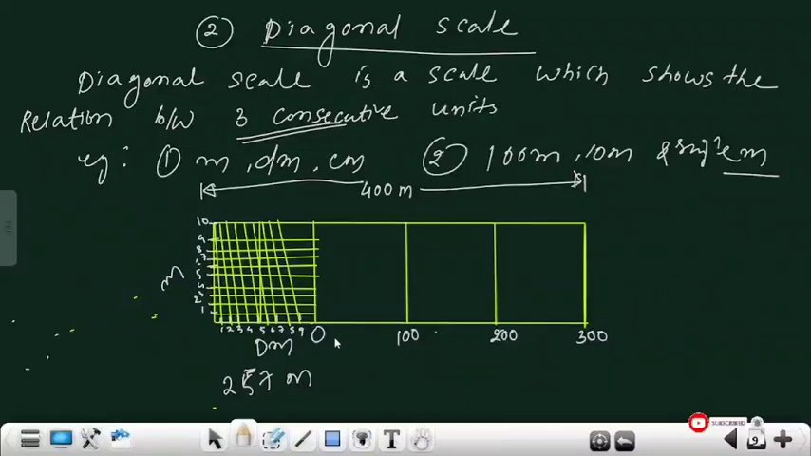Okay, meters. So these two are 200 and these are 50. Then in decimeters I have to make the number 7. This is the 7 line and this is our 5 line. This 5 line and this 7 line make 257 meters. I hope you understand.